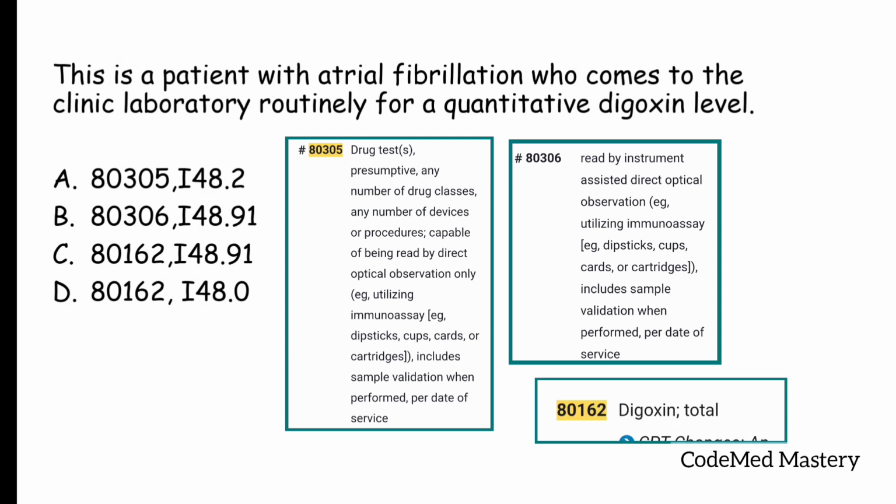And option C, 80162 is for digoxin total. In option D also the code is 80162. So which among these three codes is correct? The correct code is 80162, which refers to quantitative digoxin level test. Therefore, we'll eliminate option A and option B.